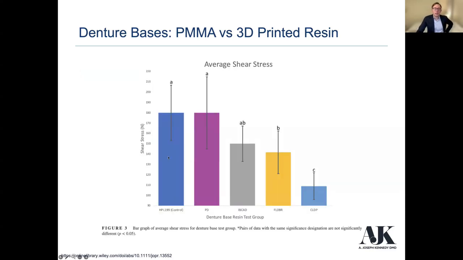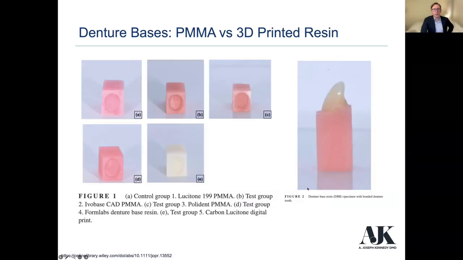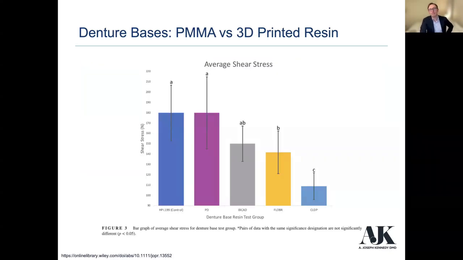So again, the control is pretty in line with the other PMMA, and then the CAD, interestingly, in this study showed it was a little bit less strong, or able to withstand shear stress here. And then you've got your Formlabs, which isn't far off from here, and then you've got this CLD, which is the carbon Lucitone digital print. So you can see, again, is this a reasonable study? I think it does show some important details and information on the shear stress, but is it really practical for denture wearers? And you might be able to argue for or against that.